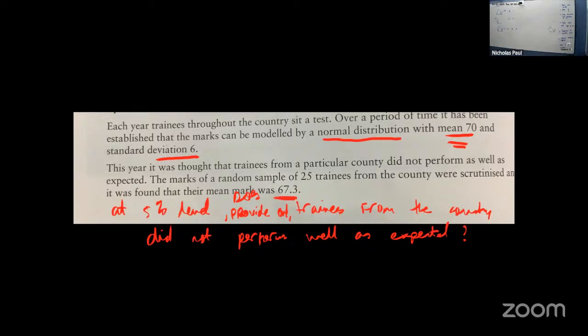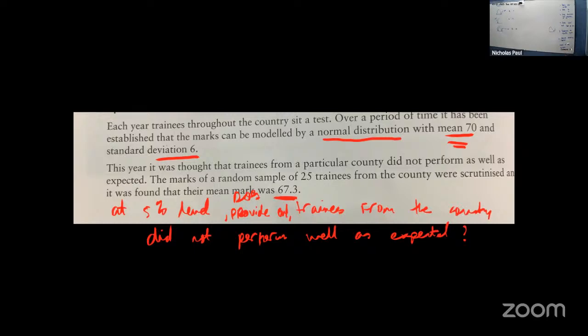So here's what I want to do. At the 5% level, does this provide evidence that the trainees from the county did not perform as well as expected? All right, that's hard, right? But they want to know, based on the evidence, did the county perform as expected? Okay, so the hardest thing in these questions is to figure out H1. So let's start it up.